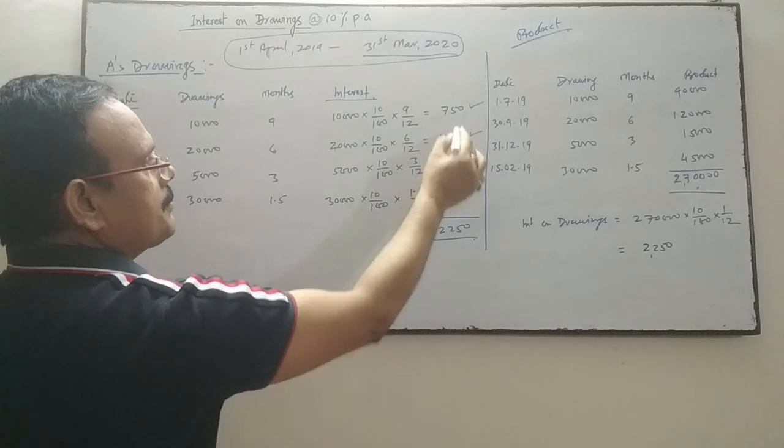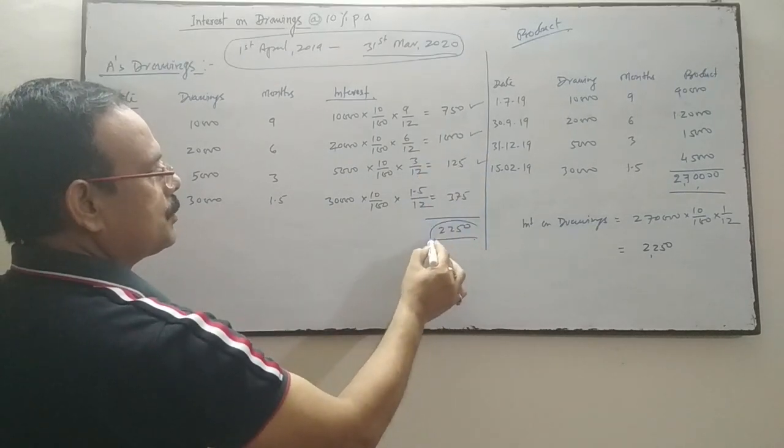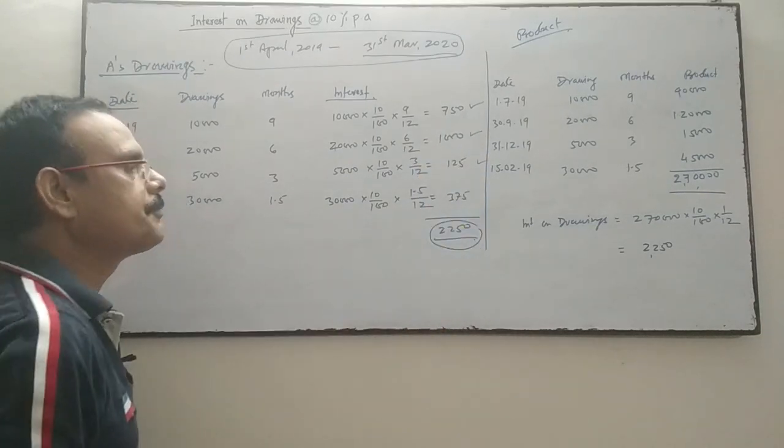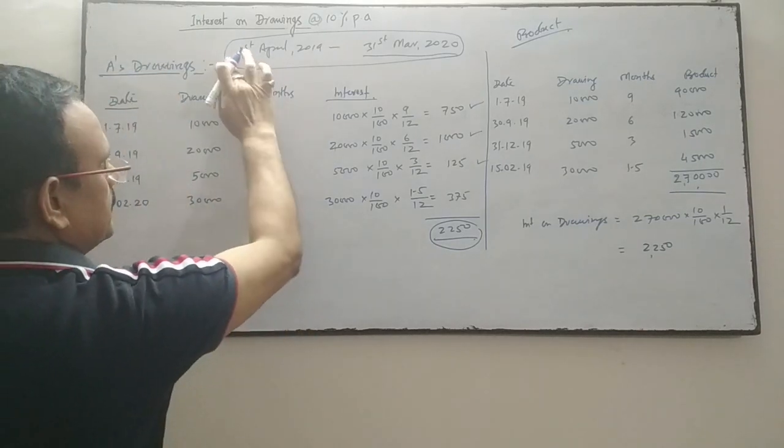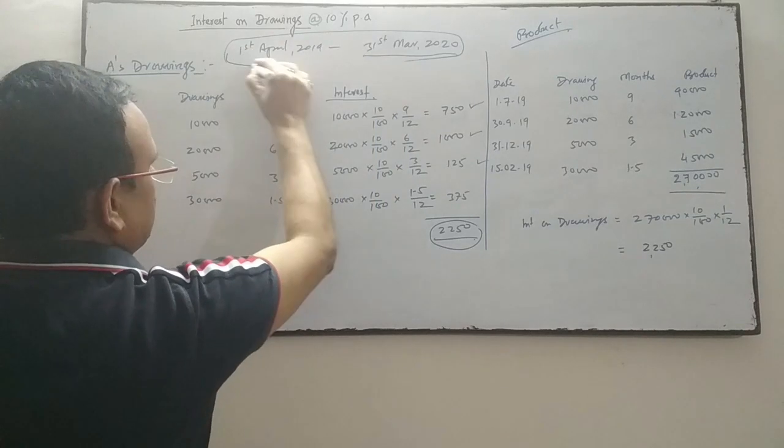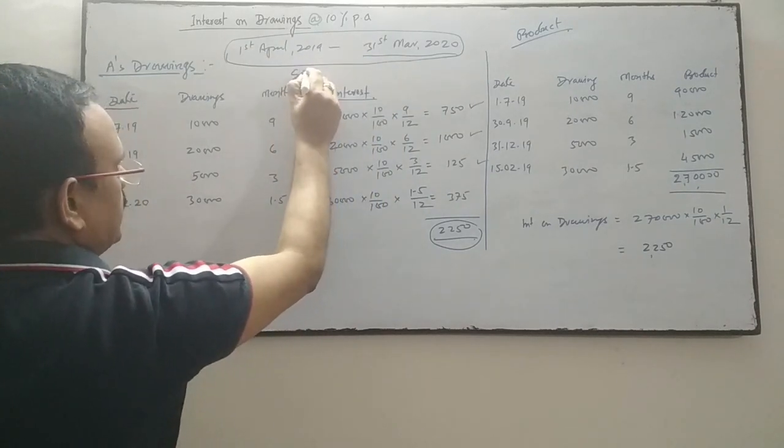So total interest is 2,250. This method is simple method. I have applied the simple method. It's a very simple method.